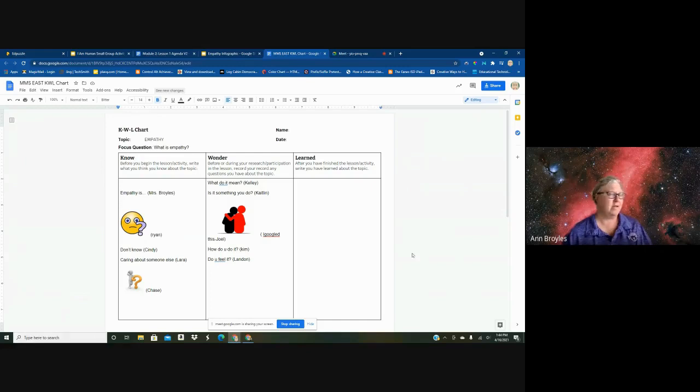Then we started talking about the wonder column. So before or during your research and participation in this lesson, record any questions you have about the topic. So that's our goal for the wonder column. And Kelly says, "What does it mean?" And Caitlin wondered if it was something that you would do. And then Joel Googled empathy and came up with that picture, which we may see again. And then Kim wanted to know, how do you do it? And Landon asked a really good question. Do you feel it? Is it something that you feel?